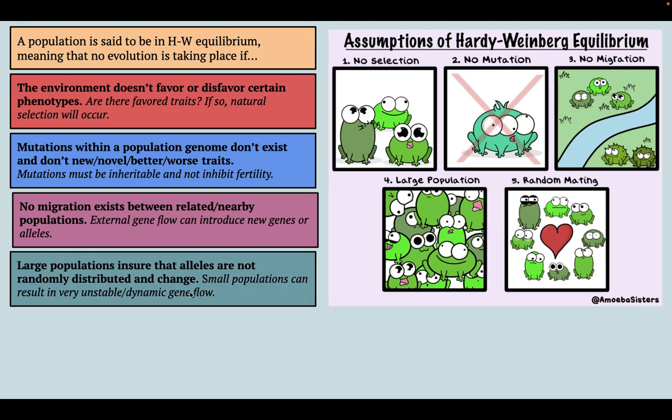Four, large populations make it very hard for allele frequencies to change. If you live in a really small population, there's a lot more instability with the amount of gene flow and alleles changing. If you have a really large population, it's very hard to evolve.